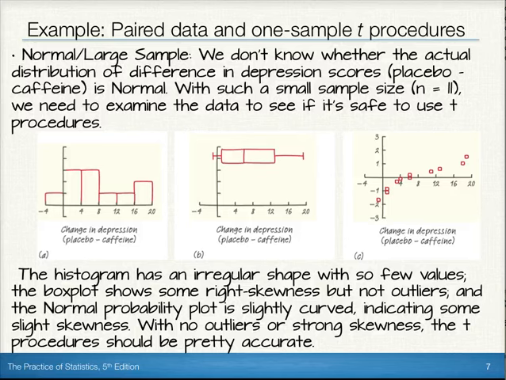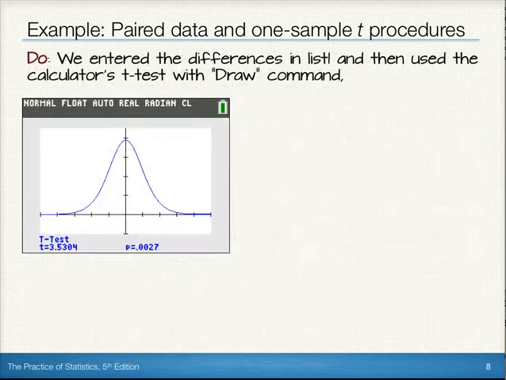The histogram itself does have an irregular shape with so few values. The box plot shows a little bit of right skewness, but no outliers here, and the normal probability plot is slightly curved, indicating there is some slight skewness. However, with no outliers and no strong skewness, the T procedure should be pretty accurate.